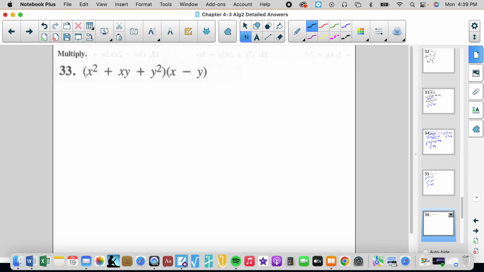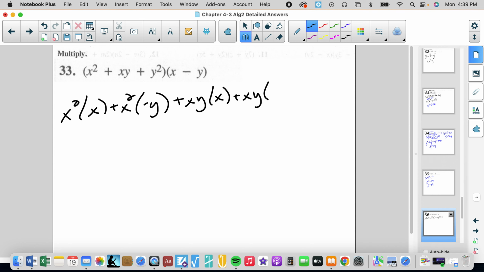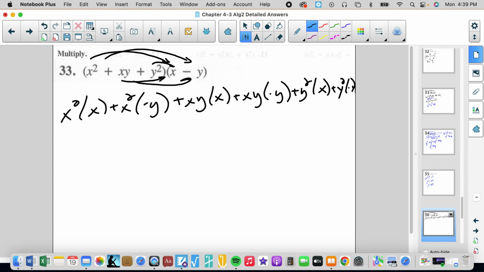Good. So x squared times x plus x squared times negative y plus xy times x plus xy times negative y plus y squared times x plus y squared times negative y. All I did was distribute, distribute, and distribute each of the terms into the binomial.